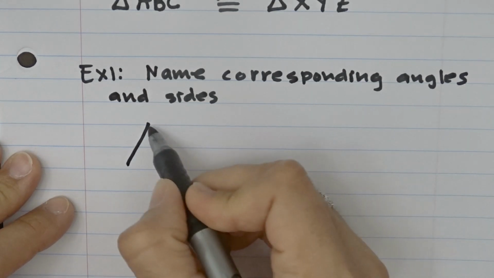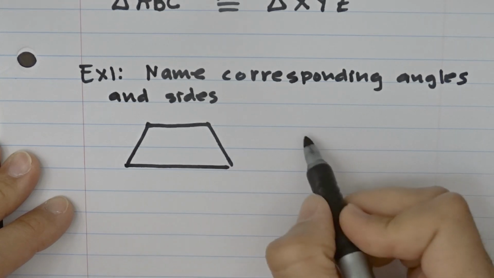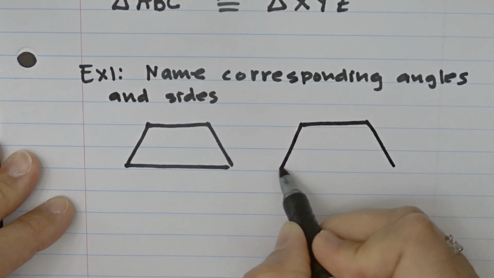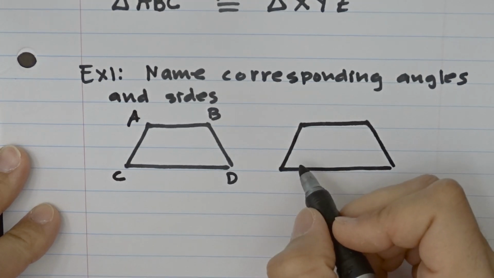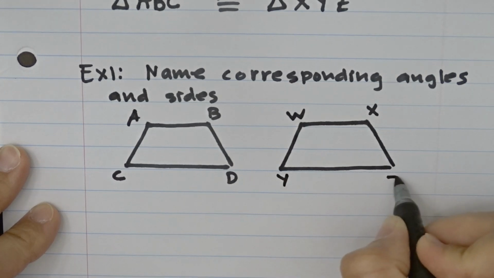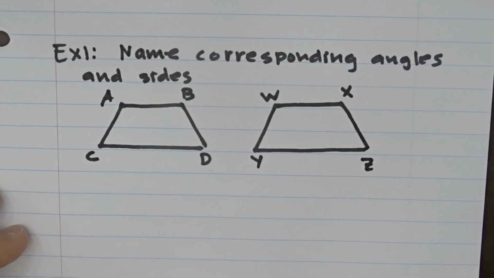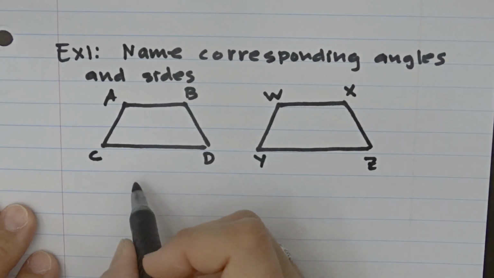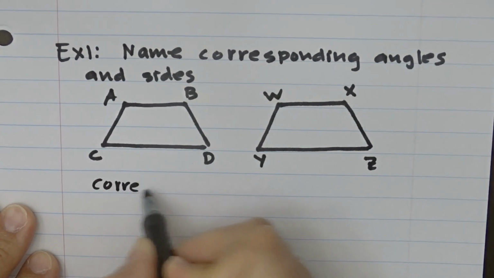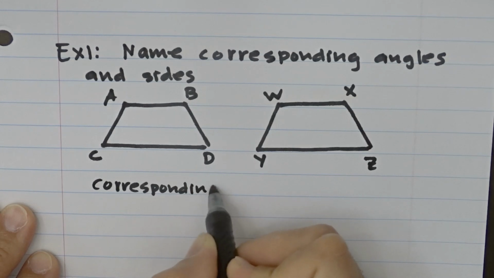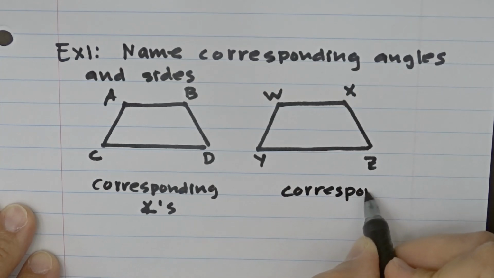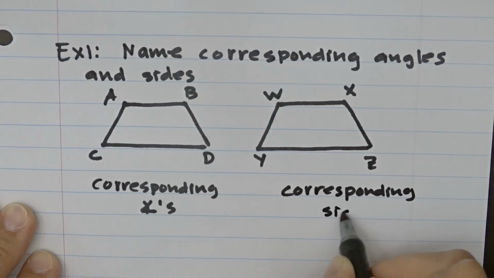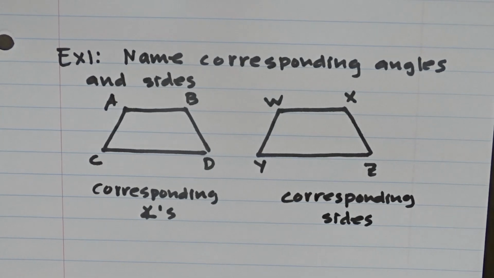So let's say I have a trapezoid. Two trapezoids. And just to see that we understand all of this labeling and how it goes, what are some corresponding angles and corresponding sides? All right, so some corresponding angles.